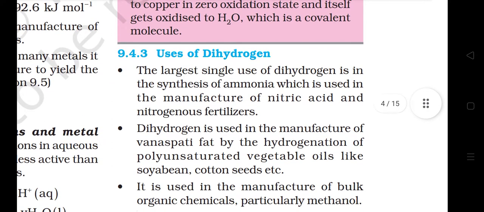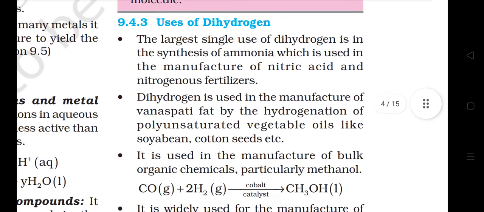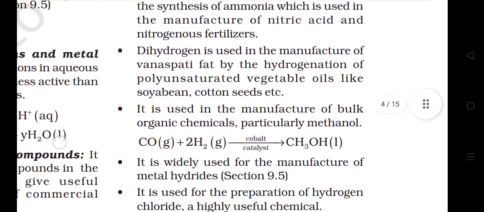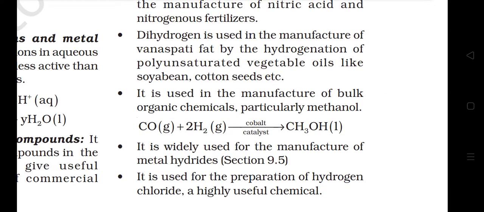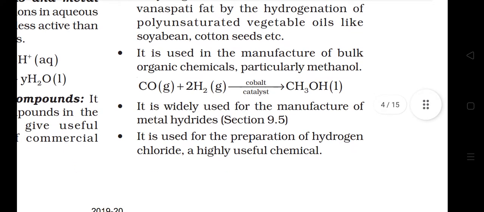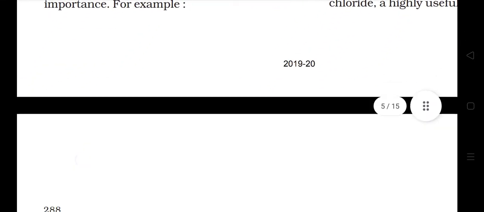9.4.3 Uses of dihydrogen. The largest single use of dihydrogen is in the synthesis of ammonia, which is used in the manufacture of nitric acid and nitrogenous fertilizers. Dihydrogen is used in the manufacture of vanaspati fat by the hydrogenation of polyunsaturated vegetable oils like soybean, cotton seeds, etc. It is used in the manufacture of bulk organic chemicals, particularly methanol. It is widely used for the manufacture of metal hydrides. It is used for the preparation of hydrogen chloride, a highly useful chemical.